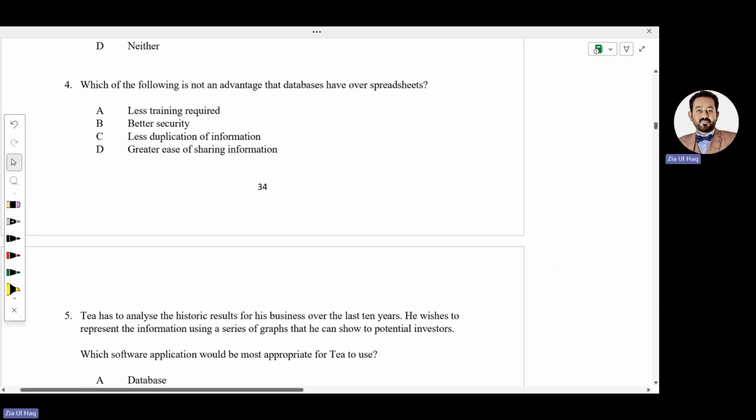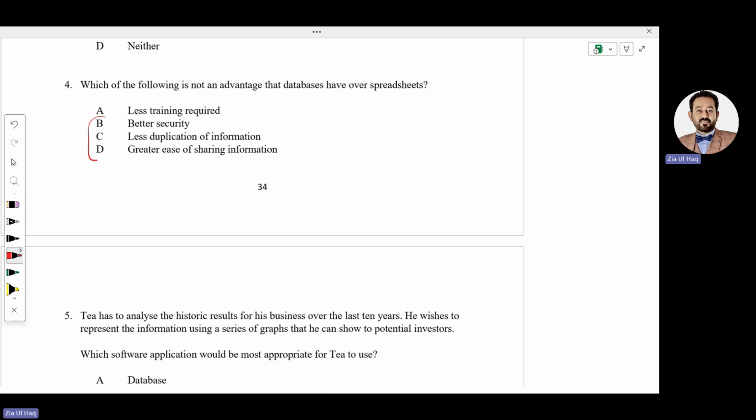Number 4. Which of the following is not an advantage that a database has over a spreadsheet? Less training required. Better security. A database is better secured, an advantage over a spreadsheet, because in a database you can save data securely. Less duplication of information. Yes, you don't need to duplicate information. Greater ease of sharing information. So all these 3 are advantages of a database over a spreadsheet.